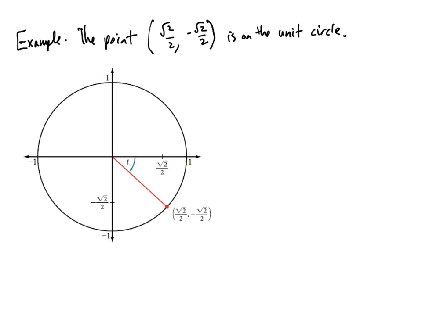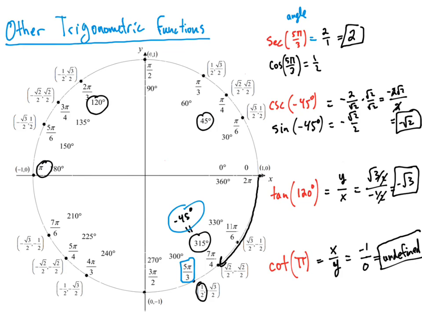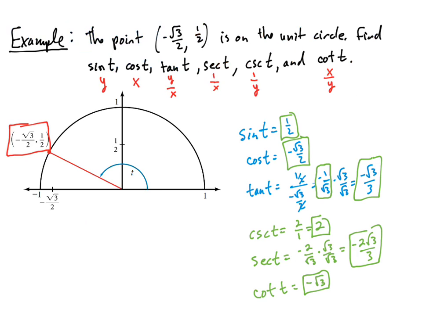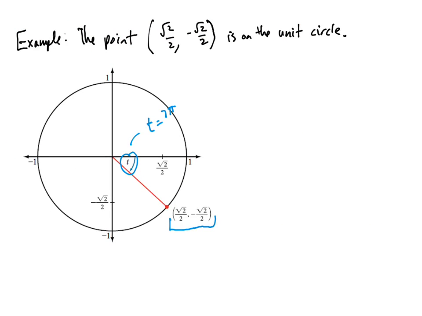So this one is similar to the last one. We have a coordinate and an angle t. In this instance, as with the last one, t is one of the values that we know from the unit circle. So when we have positive root 2 over 2 and negative root 2 over 2, that corresponds to this right down here. So that angle is 7 pi over 4, or 315 degrees. So if I was to say, what is sine of t, that's the same thing as saying, what is sine of 7 pi over 4?